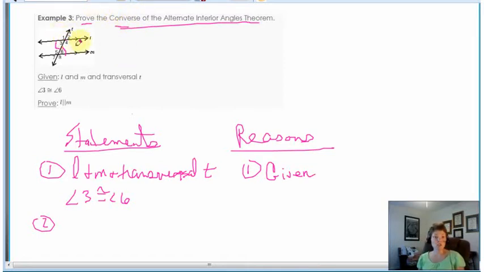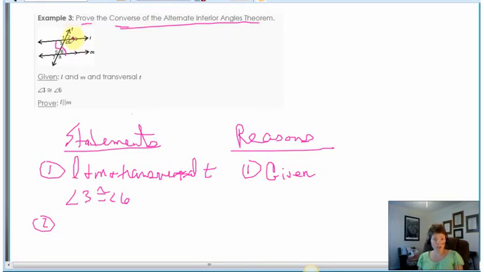What we need to do is use a different type of angle. What type of angle did we learn that was congruent before we learned alternate interior angles? Because you have to do them in order. We learned corresponding angles first and then alternate interior angles. So the only thing you can use to prove this converse of the alternate interior angles is the corresponding angles converse. Okay, so we've got to get corresponding angles.